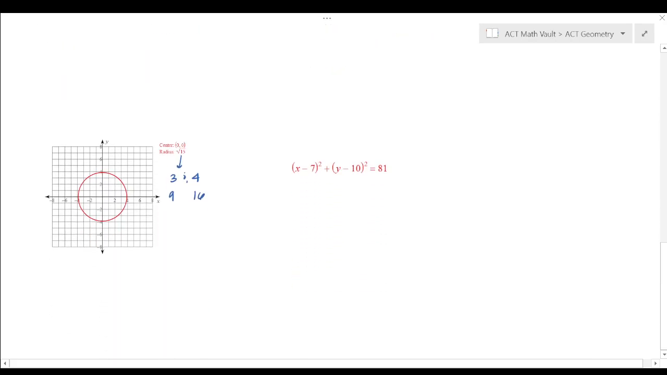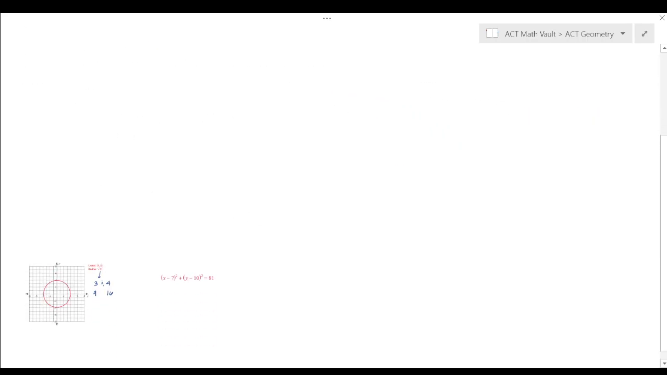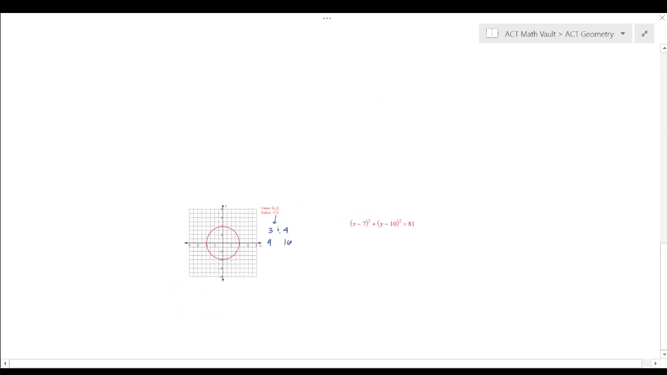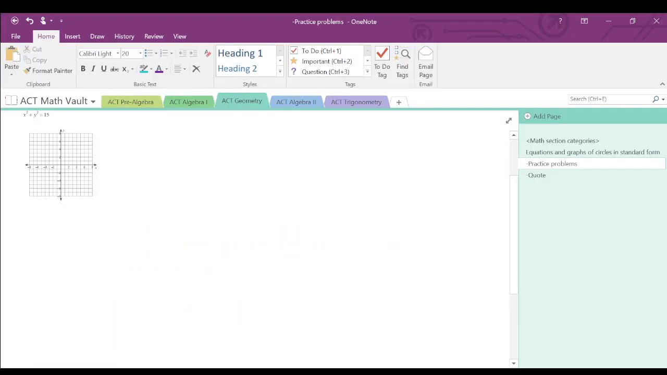Like I said before, you wouldn't have to graph that freehand or anything, but you could be asked questions like that. And then this answer is pretty obvious. It's just (x minus 7) squared plus (y minus 10) squared equals 81 because it's 9 squared.